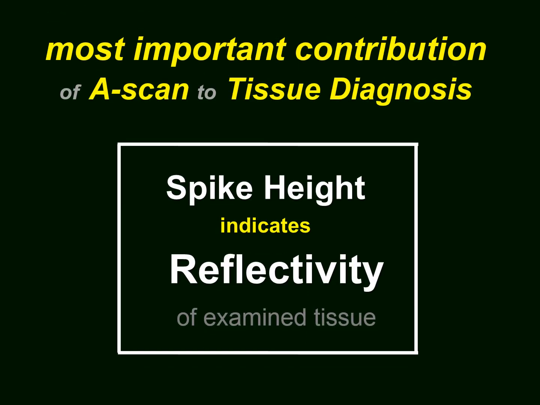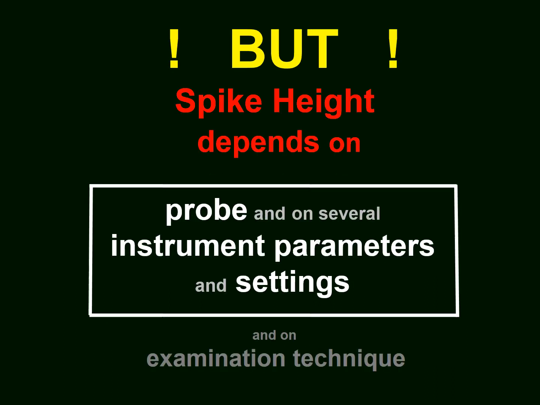We said this before, the most important contribution of A-scan, of standardized A-scan that is, to tissue diagnosis is the fact that the spike height indicates the reflectivity of the examined tissue. But the spike height also depends on the probe and on several instrument parameters and settings. Unless they are optimized and standardized, the spike height means nothing.